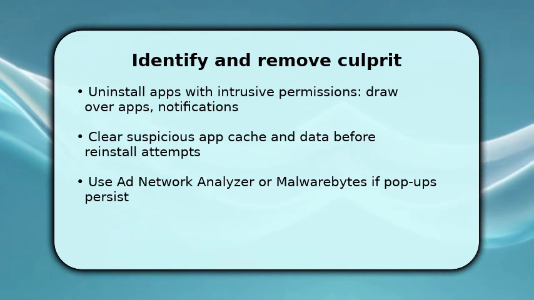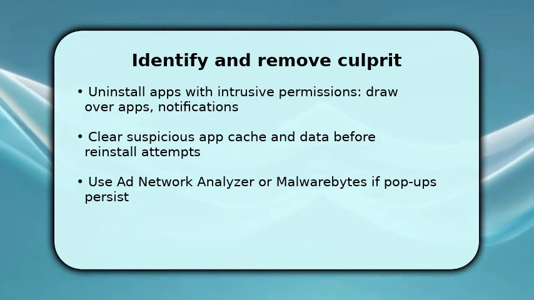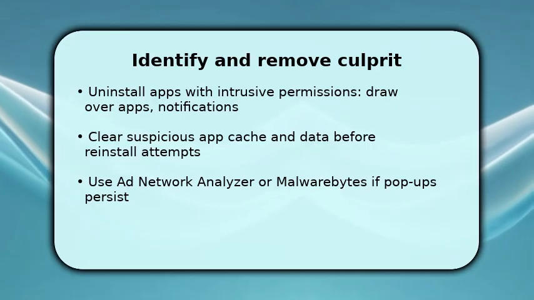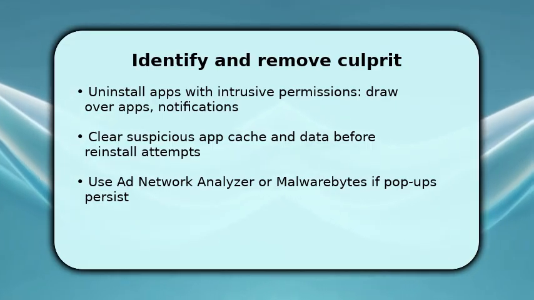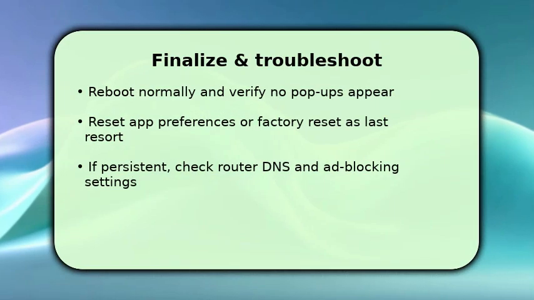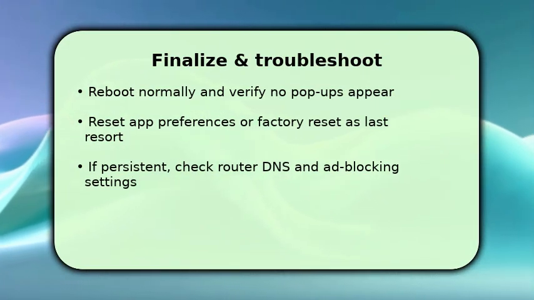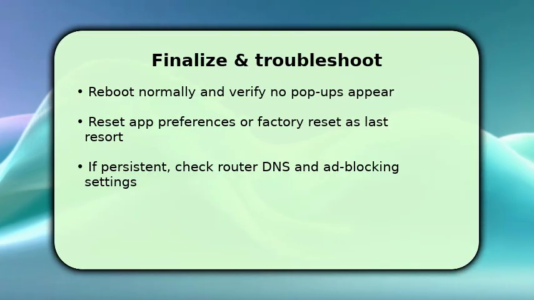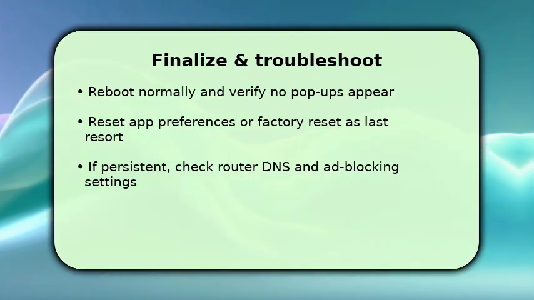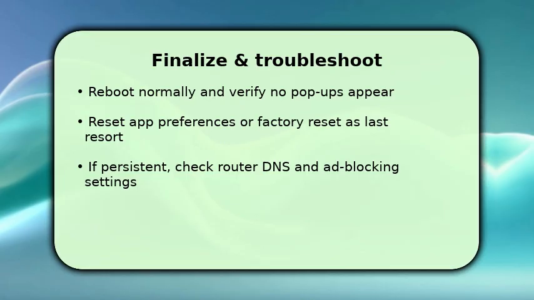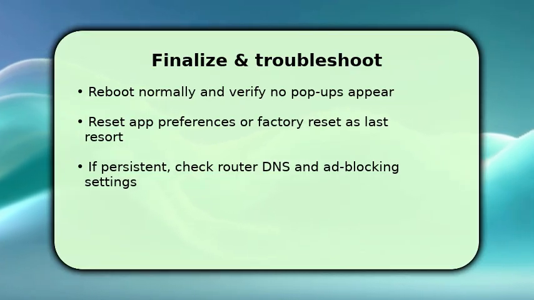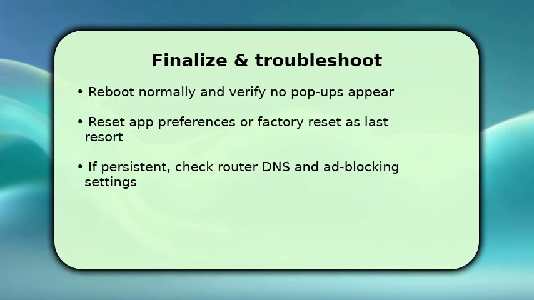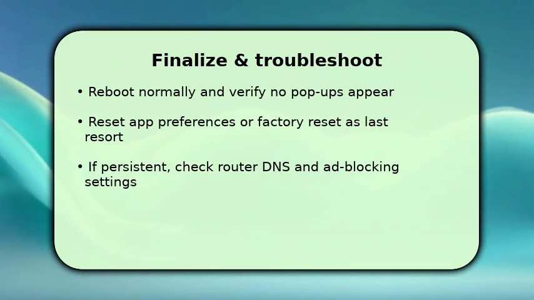After uninstalling suspects, reboot normally and watch for any returning pop-ups. If none appear, re-enable apps one at a time to confirm the culprit. If pop-ups persist, reset app preferences or back up your data and perform a factory reset as a last resort because this clears deep system-level changes. One key troubleshooting tip: if ads continue after reset, check your router DNS or network-level ad injection.